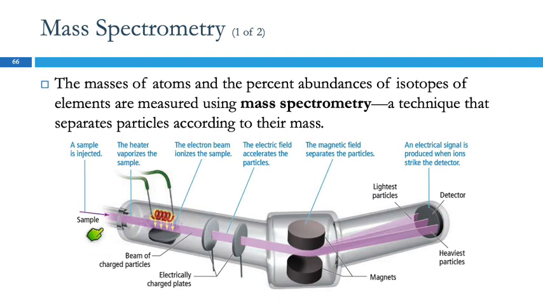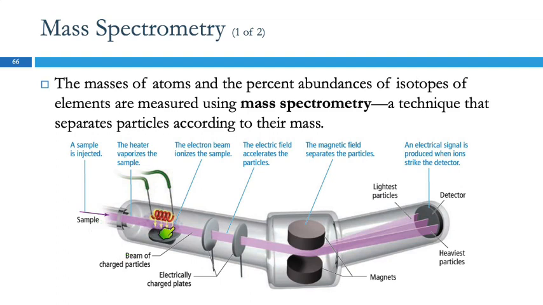So a mass spectrometer, this is a diagram. You take your sample, so maybe the magnesium, and you're going to inject it into the instrument, and so we can find out the relative abundance and the masses of the different isotopes. The first thing that happens is there's a heater that vaporizes the sample, and there's an electron beam that ionizes the sample. Even metals can be made into gases. It just has to be really hot, but it can happen.